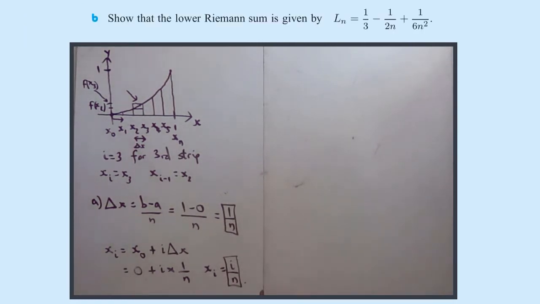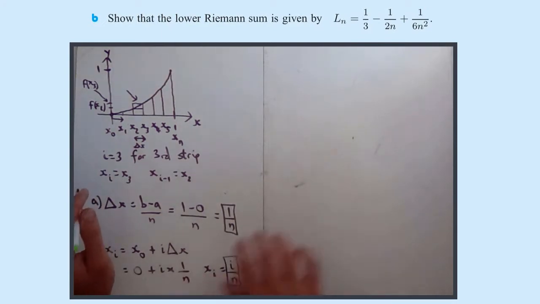Part B, show that the lower Riemann sum is given by Ln equals 1/3 minus 1 over 2n plus 1 over 6n squared. So now this is quite complicated. And it's a bit unfortunate that they've asked us about the lower Riemann sum first because it's a lot easier to calculate the upper Riemann sum in this case. It does depend on the function. But for the lower Riemann sum, if I take you back to this diagram, we need to pick the values of xi for each interval such that it gives the lowest height. The width is always going to be the same.